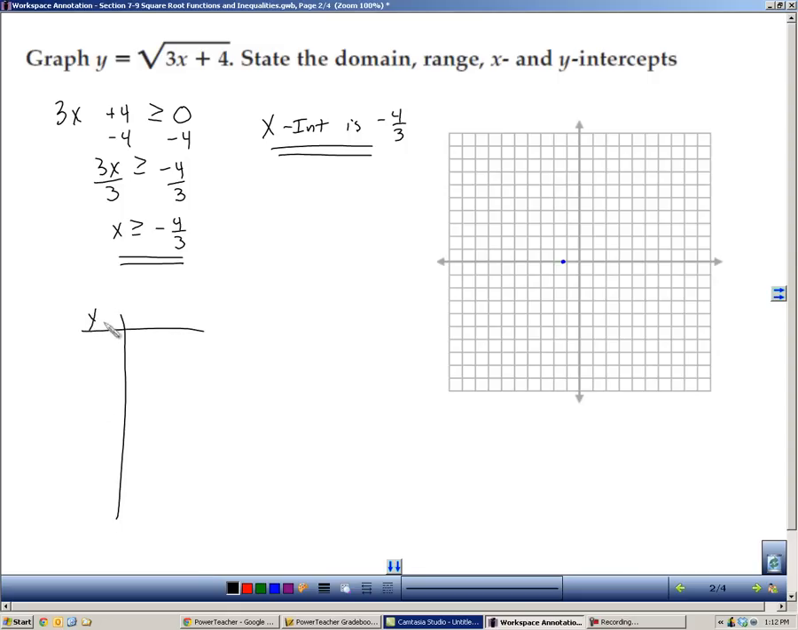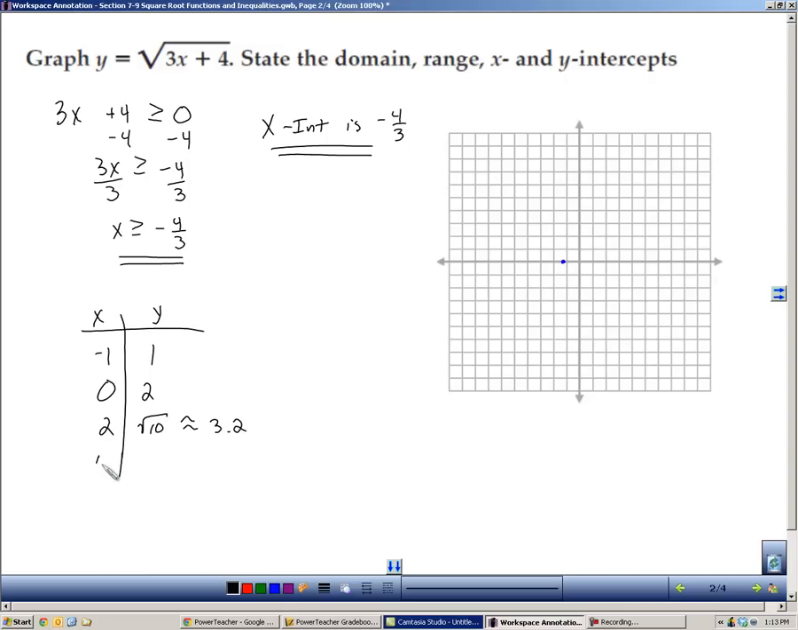So if I plug in, how about negative 1, because remember I can't go any lower than negative 1 1/3, so we'll go negative 1, which will give me negative 3 plus 4 is a 1, and the square root of 1 is 1. We'll try a 0. 0 plus 4 is 4, square root of 4 is 2. We'll try 2. 2 times 3 is 6. 6 plus 4 is 10. So my y is the square root of 10. We'll plug that into a calculator to get a decimal approximation and say that that's about 3.2.